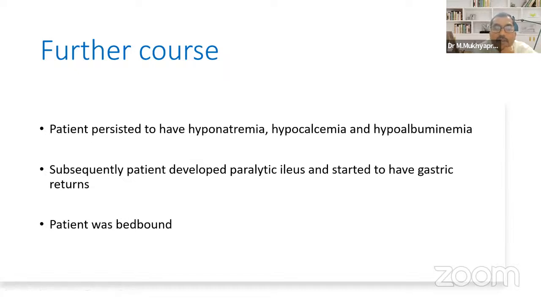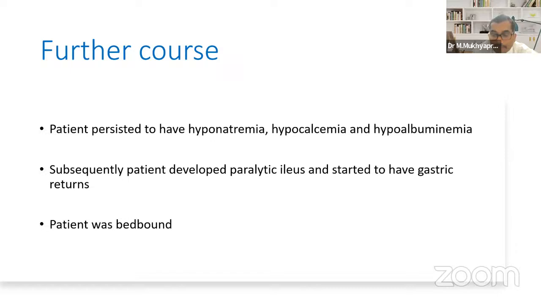The patient persisted to have hyponatremia. He was not able to tolerate anything orally. We had a tough time controlling his hypocalcemia. We were giving daily albumin infusion, and he stopped eating also. He developed paralytic ileus, and he started having gastric residue. So at this point of time, the patient became bedbound, and at that time we also noticed that he had a DVT, pulmonary embolism.